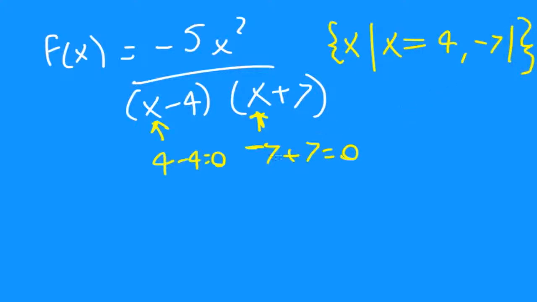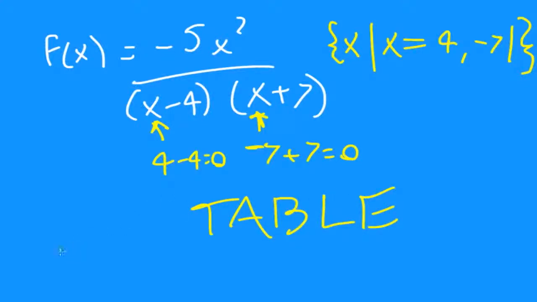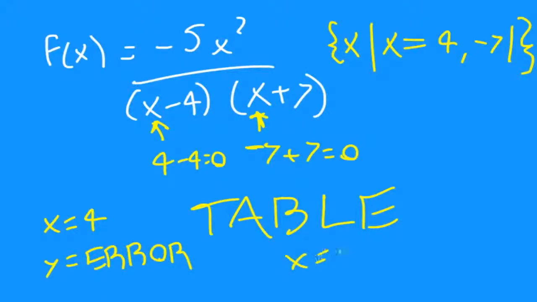That's your answer. Or just check the table. Check the table and you'll find x equal to 4, y equals error, and when x equals negative 7, y equals error. Okay? Let's do another one.